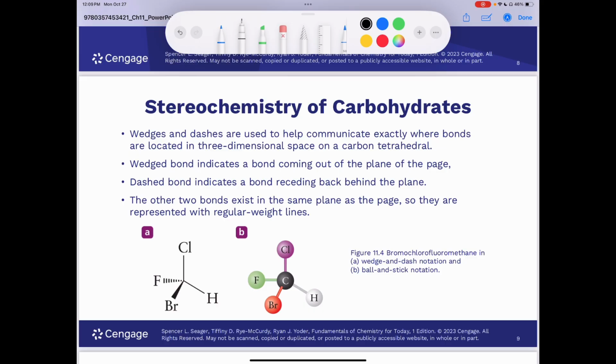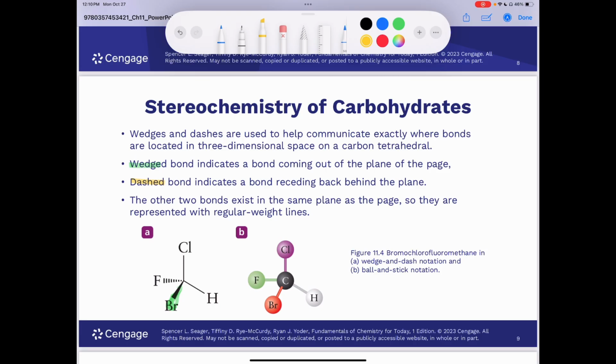Now, in order to get into the details of stereochemistry of carbohydrates, we have to be able to represent stereoisomers. And so we use wedges and dashes to help communicate exactly where bonds are located in the three-dimensional space of a carbon that is tetrahedral. We use a wedge bond to indicate that a bond is coming out of the plane of the page. You can see that this is a wedge to this bromine. That bromine, that dark black part here, means it's coming out towards you.